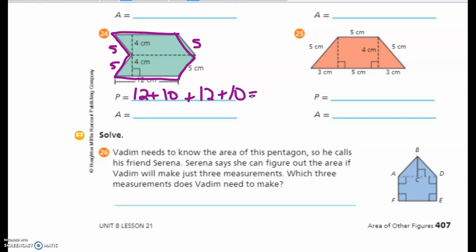Okay, add those all up. Remember, you can group them. 12 and 12, you know, is 24, 34, 44. 44 centimeters. Notice how there's a space between my numbers, and I just put cm. All right, I'm going to erase before we do the area.